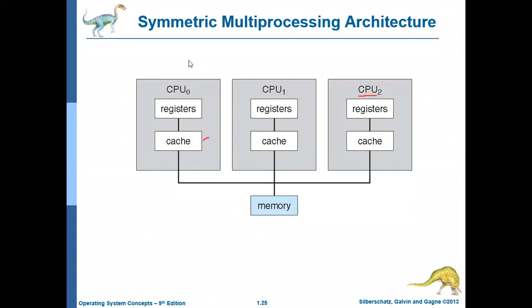The architecture may vary. Here the cache is inside; in some other architecture the cache may be outside of the processor. This is one example where you have multiple CPUs sharing a single memory, and all these processors are placed in the same system. So this is an example of symmetric multiprocessing architecture.